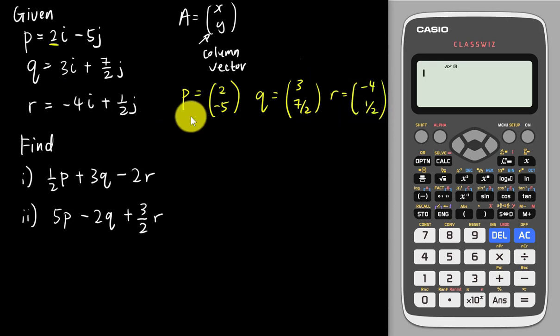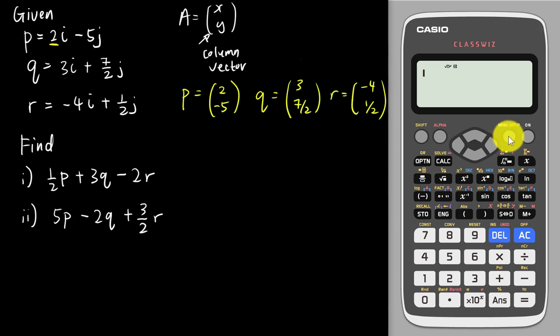After you change the vectors into column vector form, you can use them in the calculator straight away. Let's say question number 1 asks you to find half p plus 3q minus 2r. If you want to use the calculator to do this, this is how you do it.